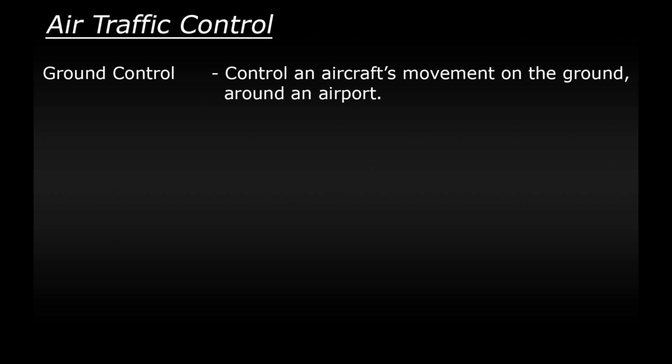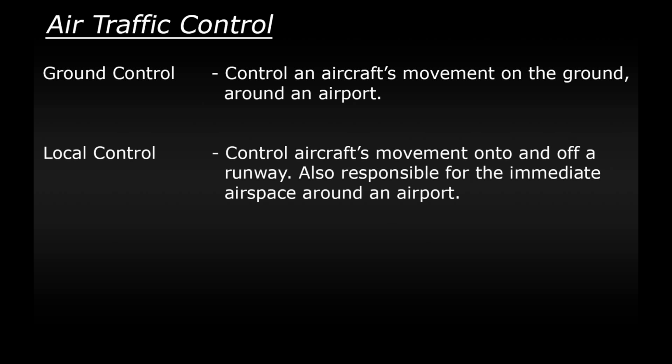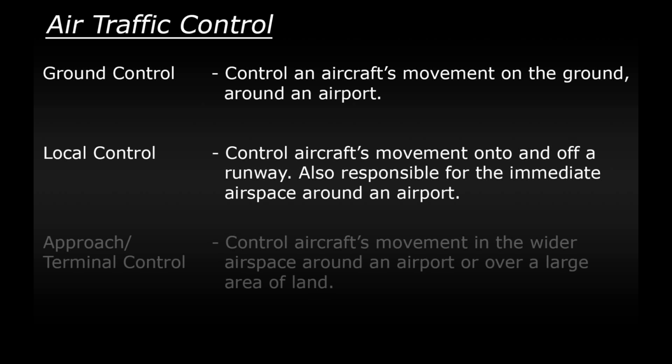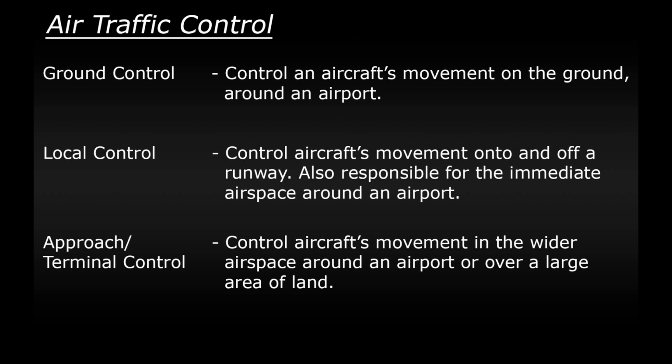Next you have local control, which is responsible for aircraft landing and departing from the runways. These controllers give aircraft permission to move on and off of a runway and deal with planes flying in the immediate vicinity of an airport, such as planes on their final approach to land. Then you have approach and terminal control, who are responsible for a wider area around an airport, and ultimately they're responsible for more planes which fly in and out of that airspace. There's a couple more disciplines which are involved, but these are the most common three.